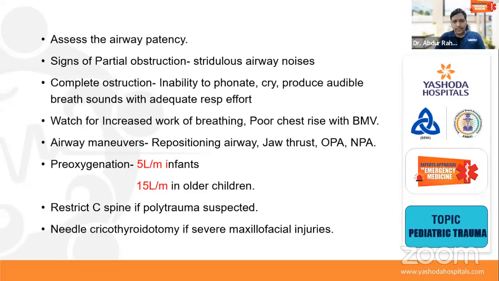And a very important thing, pre-oxygenation is very important. In the further slides, we'll discuss its importance. For pre-oxygenation, infants need 5 liters per minute, and older children need at least 15 liters per minute. We need to restrict the C-spine if any polytrauma is suspected. We should be able to perform needle cricothyrotomy if there are severe maxillofacial injuries. And surgical cricothyrotomy is very rarely indicated, especially in the pediatric population.